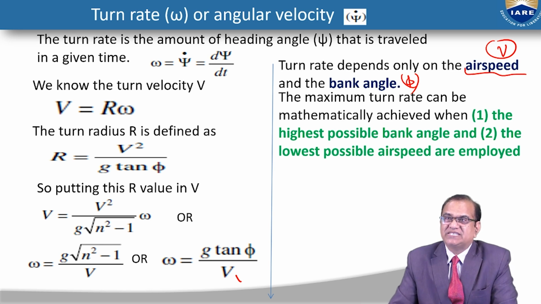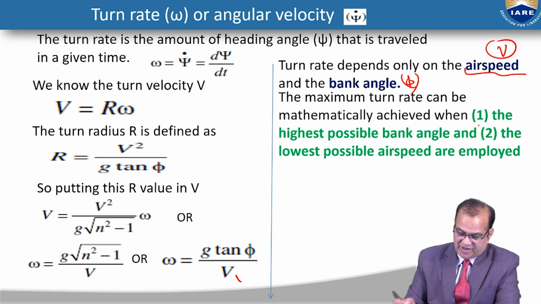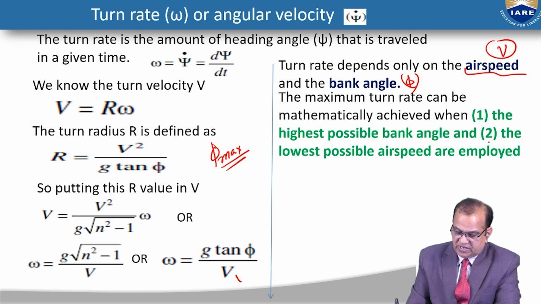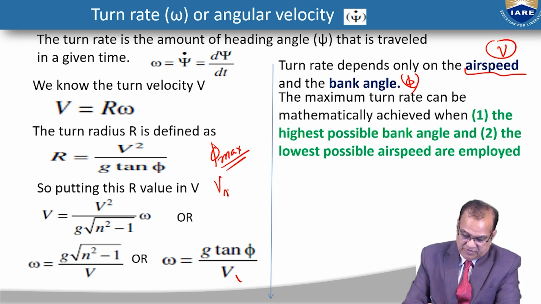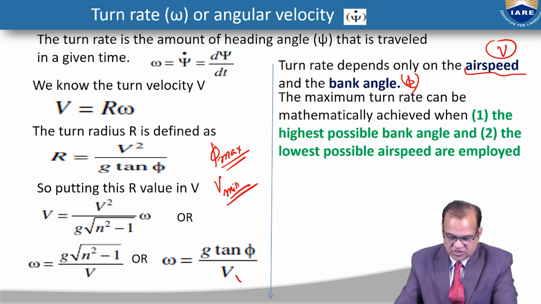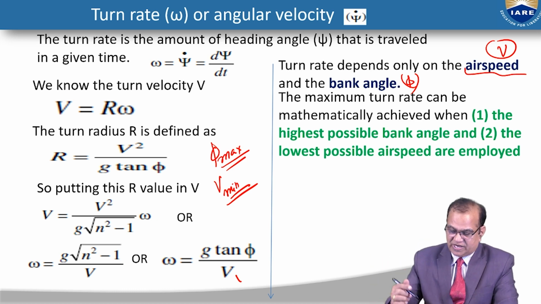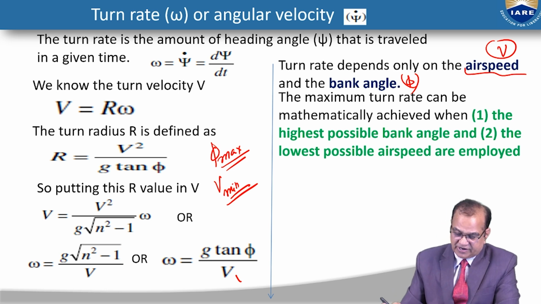So the maximum turn rate can be mathematically achieved when, one, the highest possible bank angle, so phi should be maximum. Then we should have the lowest possible airspeed, V minimum. So V stall is the lowest possible. So phi should be maximum, bank angle should be maximum, and speed should be minimum. At that time you can achieve the maximum turn rate omega.